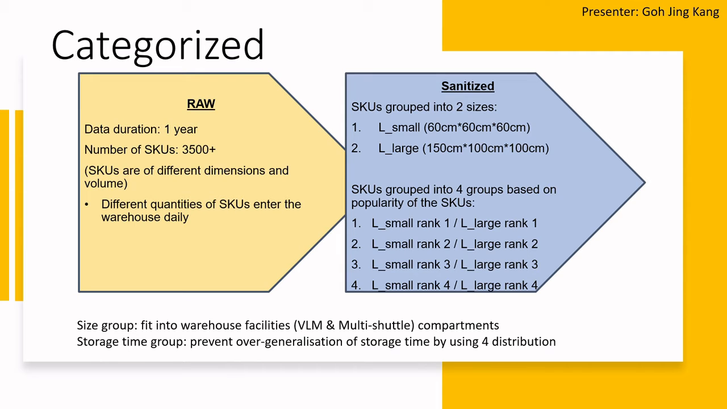By grouping it into 2 sizes, we can compartmentalize the VLMs and multi-shuttle facilities into just 2 sizes, a simplified version from more than 3,500 sizes. However, this simplification greatly reduced the capacity of the warehouse. Next, we group SKUs into 4 ranks based on their storage time, which is also the waiting time in the warehouse before the outbound process takes place. We prevent an overgeneralization of the probabilistic distribution of storage time, which increases the accuracy and realism of our model.